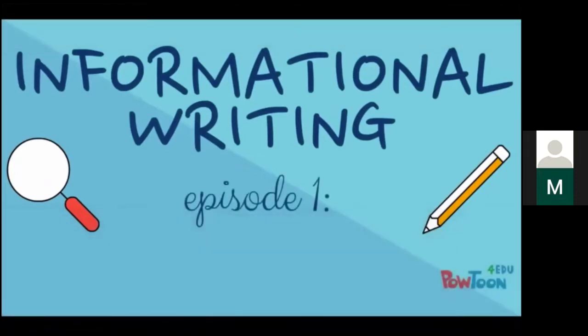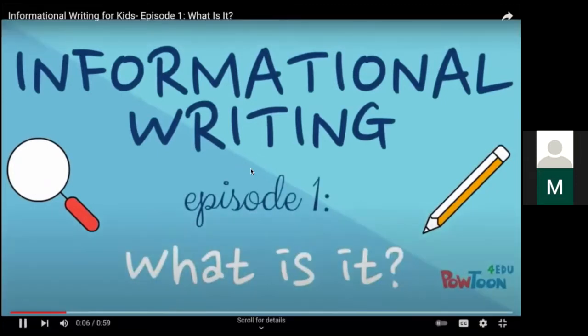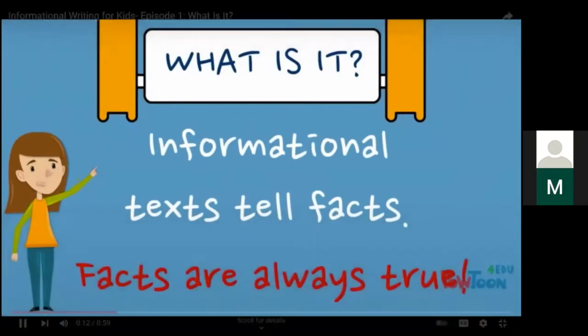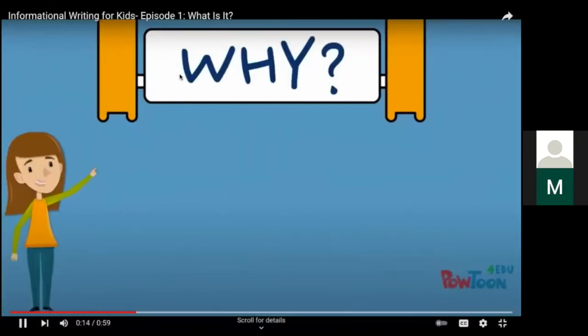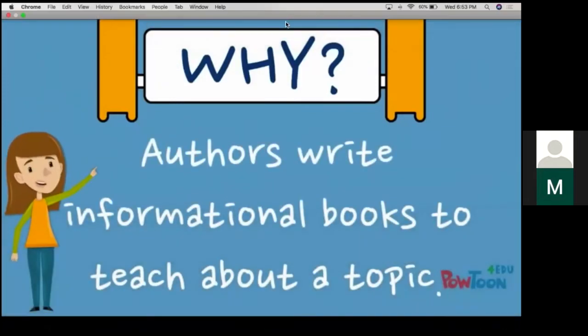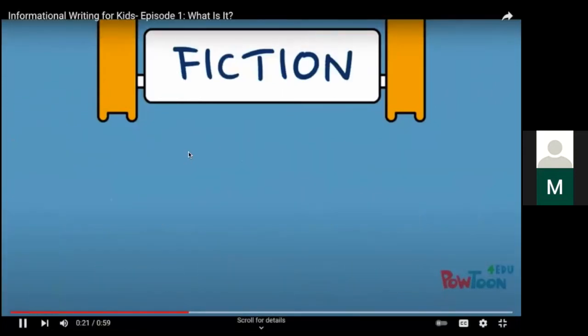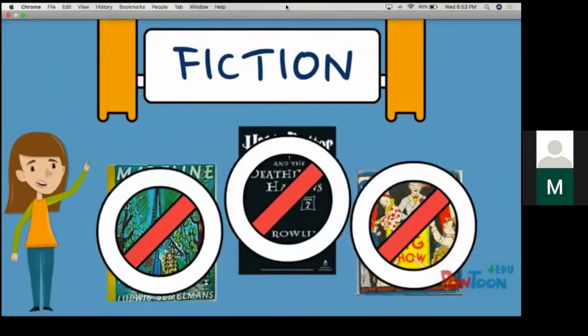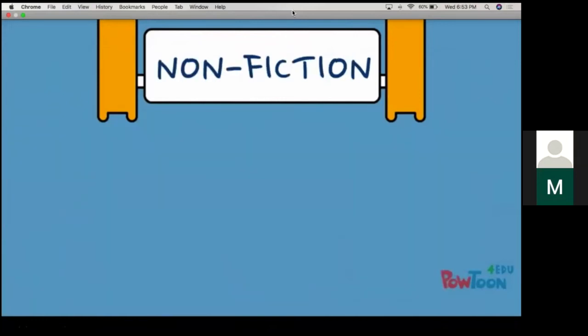Informational Writing, Episode 1. What is it? Informational texts tell facts. Facts are always true. Authors write informational books to teach other people facts about a topic. These books are fiction. They are made-up stories. They are not informational.